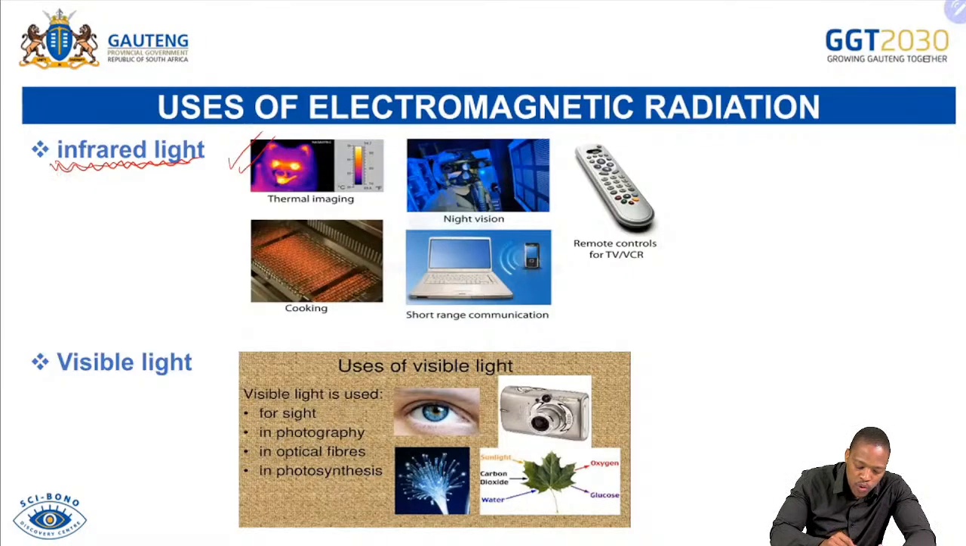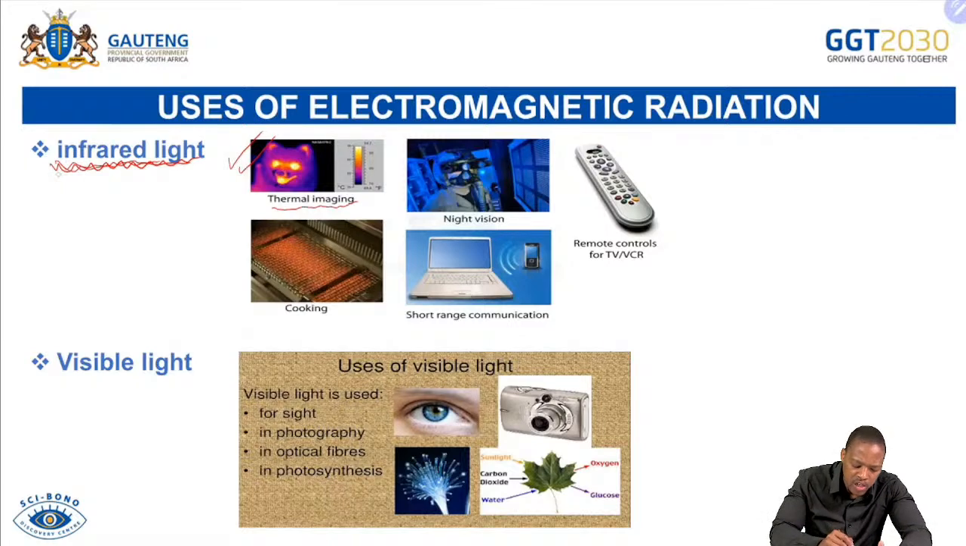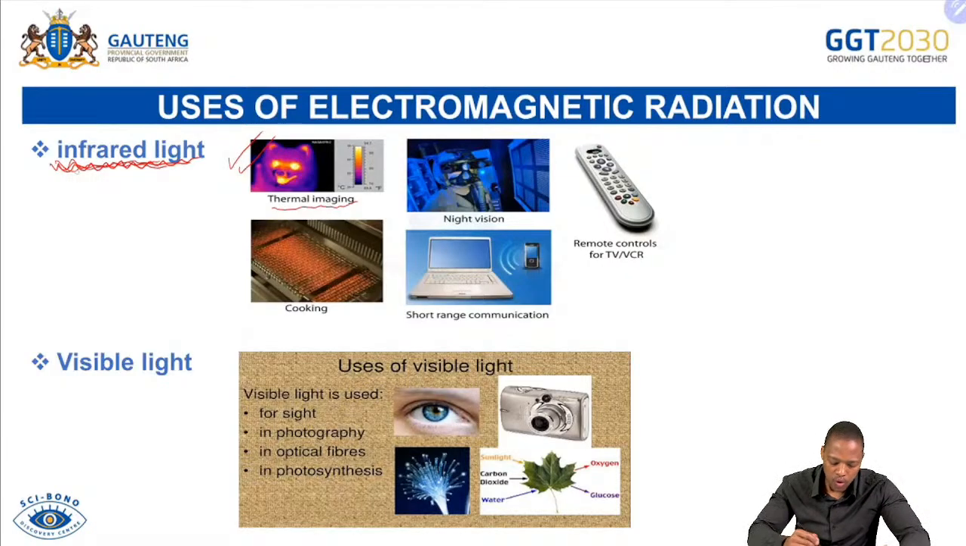So one of the uses of infrared light there is thermal imaging. But it is not only in that movie. In a lot of movies where you find armies or soldiers going into war at night, they put on night goggles, and this is how they see at night. They look at things and things are radiating infrared light, and that's how they see. Those night goggles are using infrared light. Night vision goggles, as you can see here, are also used for cooking purposes, especially in restaurants, and infrared is also used in remote controls.